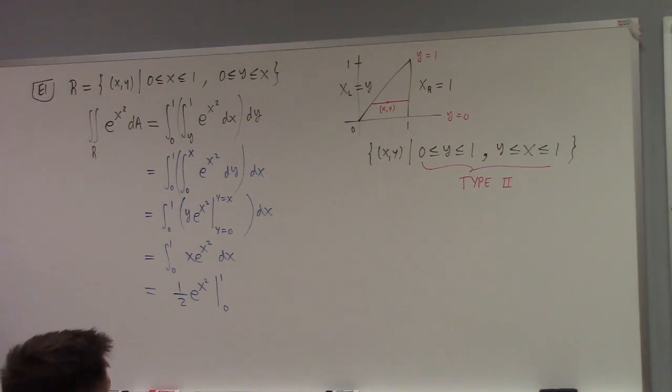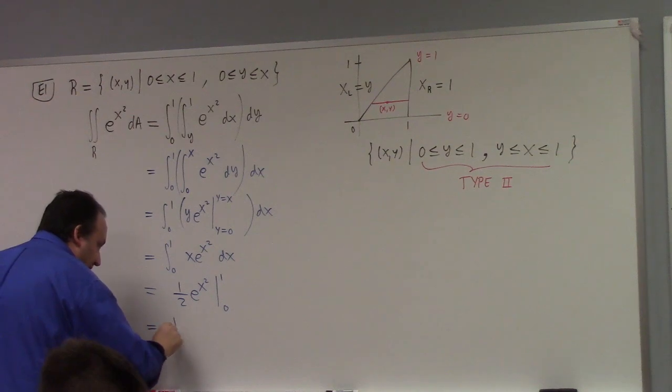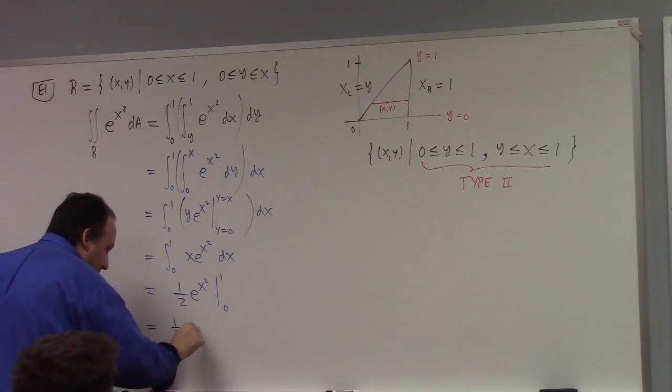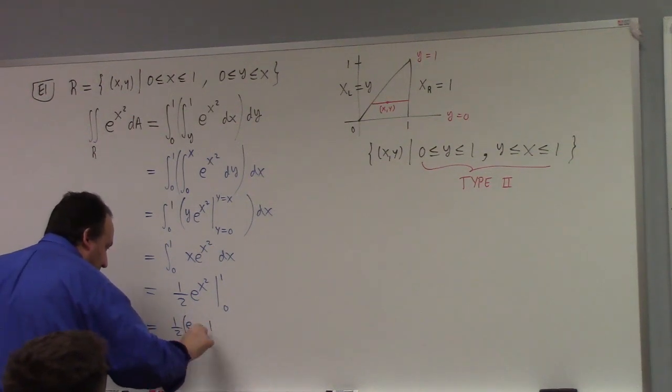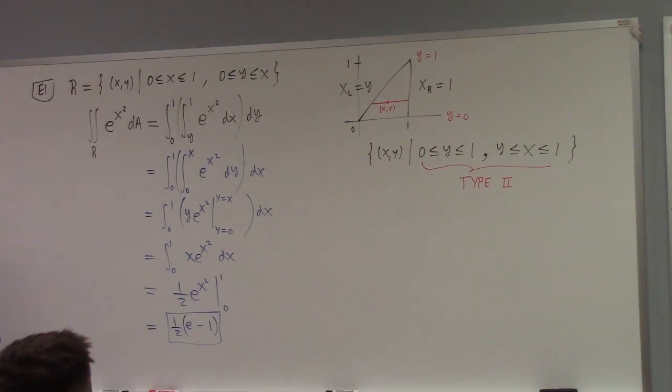And then, finishing blow, 1/2 e minus 1. There you go. So the order of integration matters, right? And sometimes you need to switch the order in order to make the integral actually calculable. Any questions before I go on?